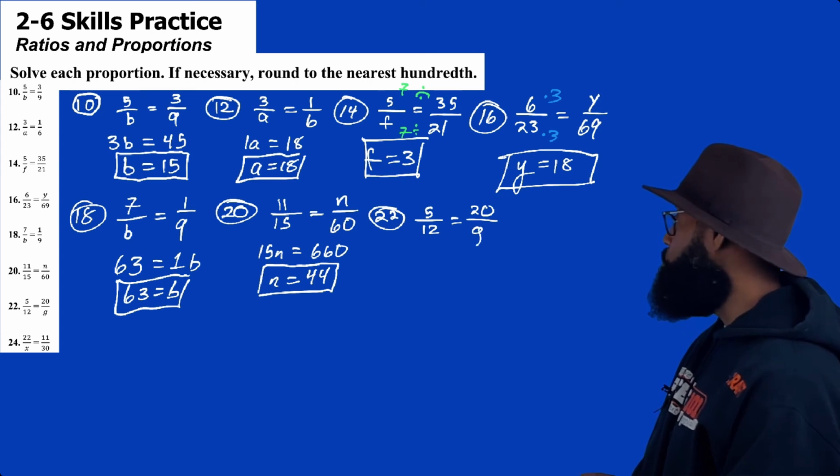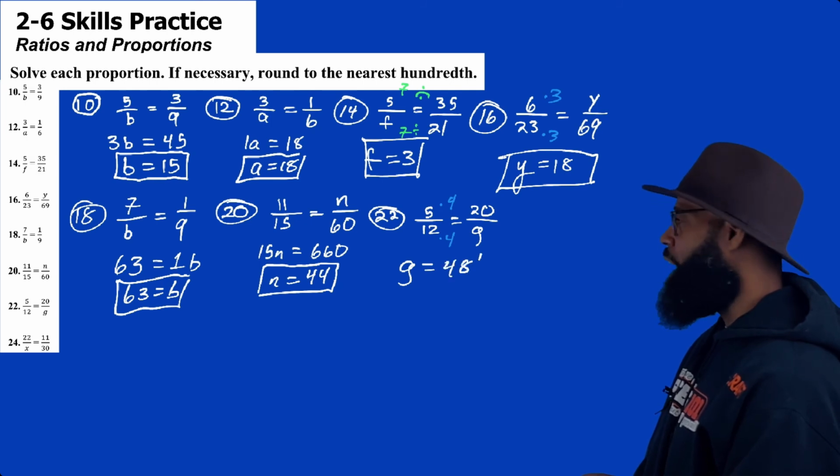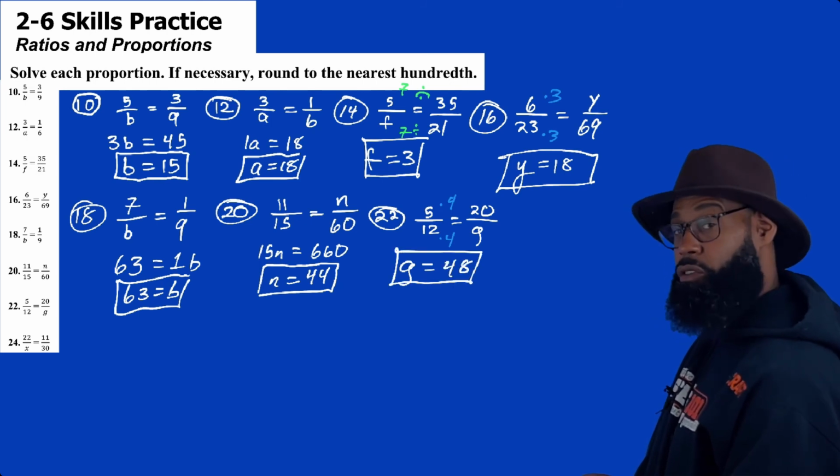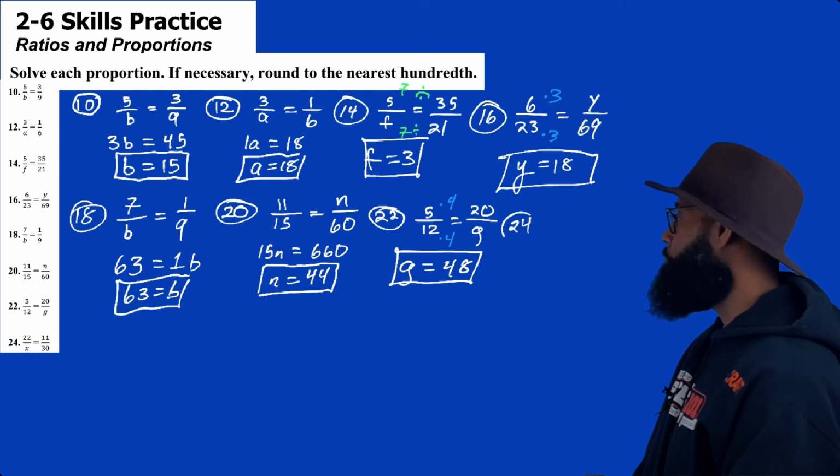Where we at? 22. 5 to 12 is equal to 20 to G. So 5 times 4 gives me 20. So 12 times 4 would give me 48. So again, guys, when I see it, I can do it. If I can't see it, I just cross multiply and then divide.